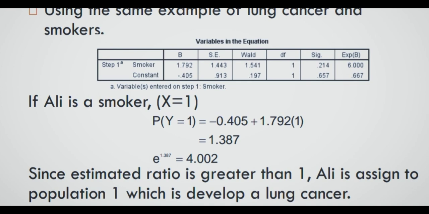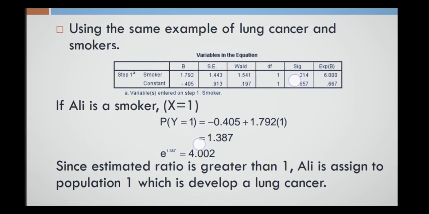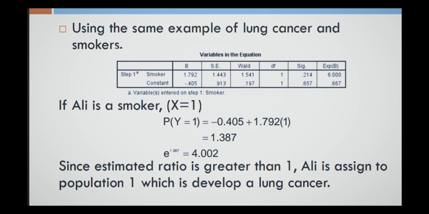So because Ali is a smoker, when we do the classification, we can say that Ali will be classified as the first population, which is the person that maybe will develop lung cancer.